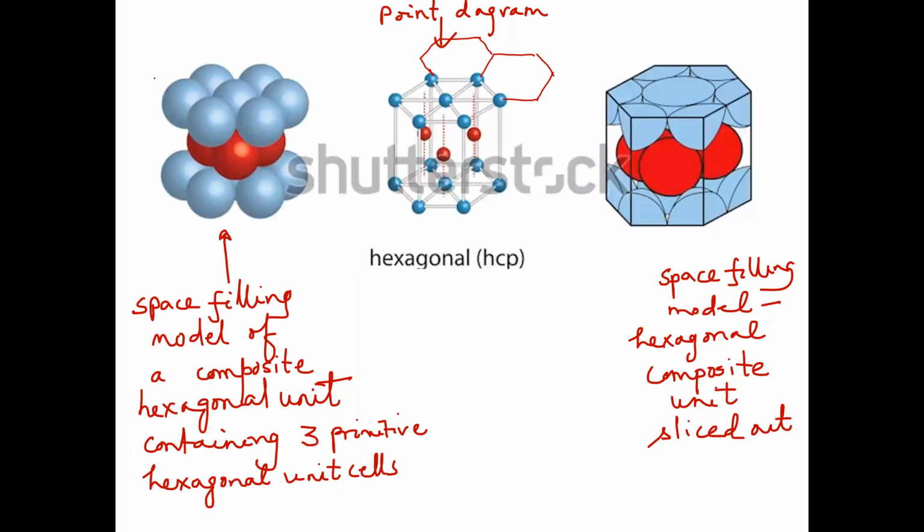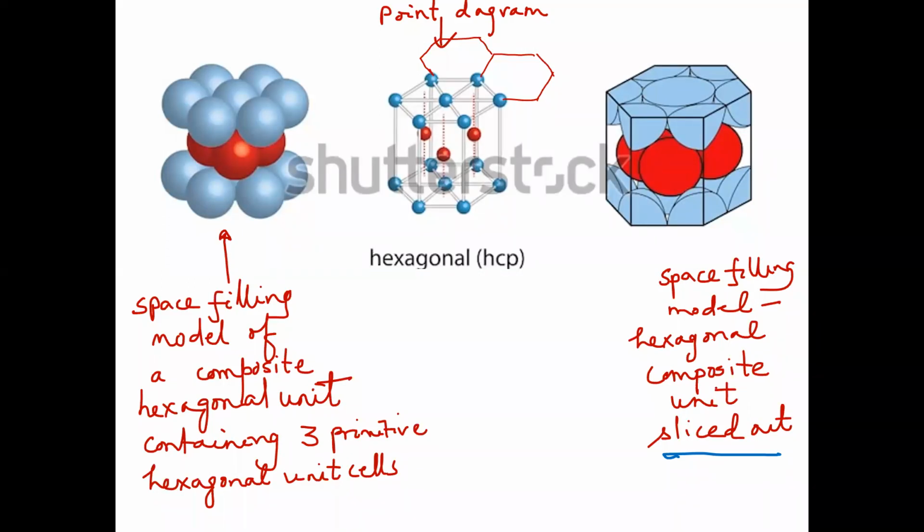Again, I'm showing you this 7, 1 at the center, 6 at the 6 corners of a hexagon, and the same thing at the bottom layer, and in between, sandwiched between them, are 3 alternate spheres. Now this is a space filling model, and that is unsliced, but this is sliced out. I will ask you a question.